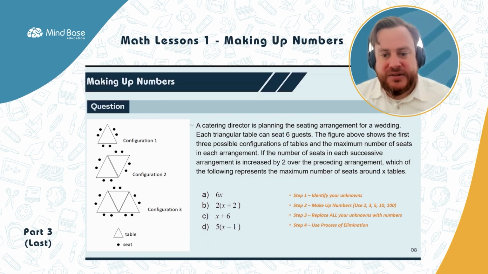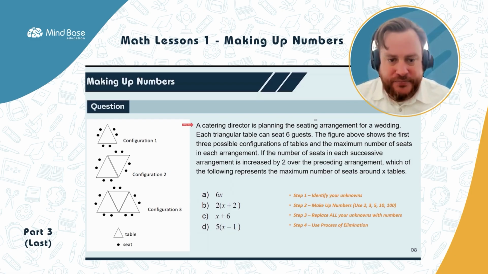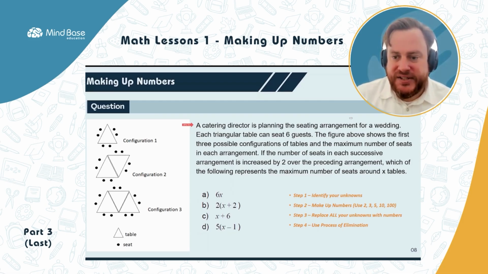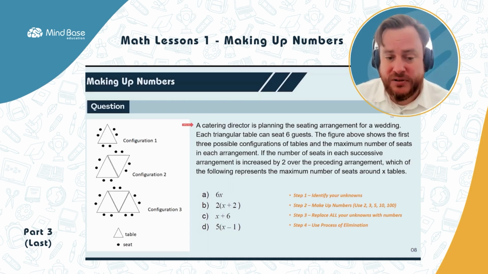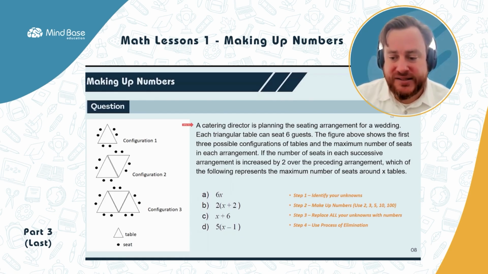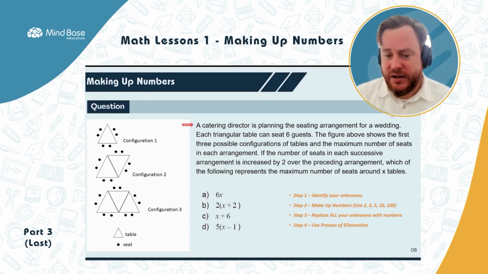A catering director is planning the seating arrangement for a wedding. Each triangular table can seat 6 guests. The figure above shows the first 3 possible configurations of tables and the maximum number of seats in each arrangement. If the number of seats in each successive arrangement is increased by 2 over the preceding arrangement, which of the following represents the maximum number of seats around X tables?